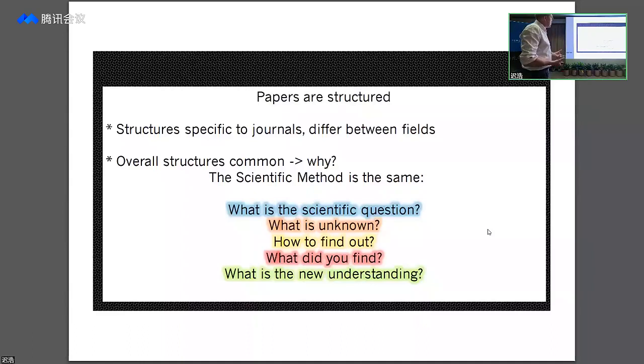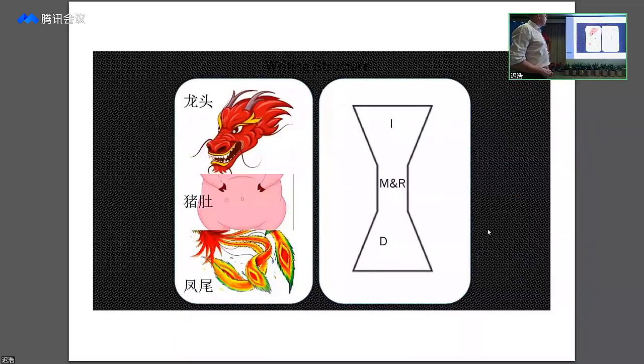There is always a question at the beginning, right? Then you have to explain what is unknown, yeah, how to find out, what did you find, your results section, and then what is the new understanding, what is the significance of your finding. Yeah, this is true for computer science as it is for biology, as it is for geography, chemistry, physics, psychology, whatever. Yeah, because this is the way science works. So it's just sometimes a little bit difficult to build these structures in different journals. Yeah, we talked about this, so you're familiar with this.